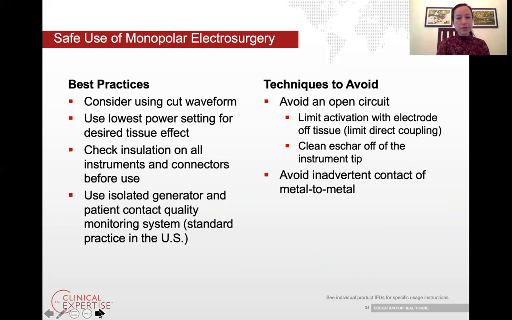Understanding the basic principles of electrosurgery can help you to reduce the risks of patient injury. Safe use of electrosurgery includes use of the cutting current whenever possible, as it uses lowest voltages, therefore minimizing arcing and sparking, and therefore unintended injury. Use of the isolated generator and return electrode monitoring prevents ground pad and alternate site injuries.